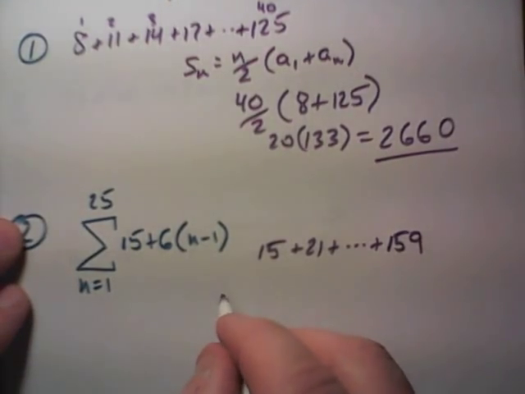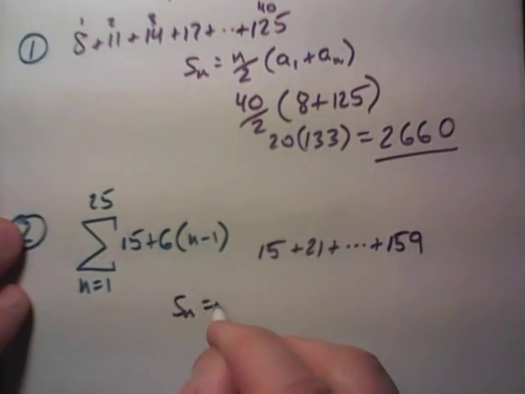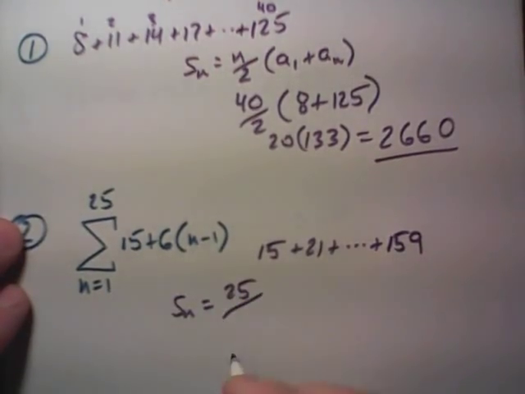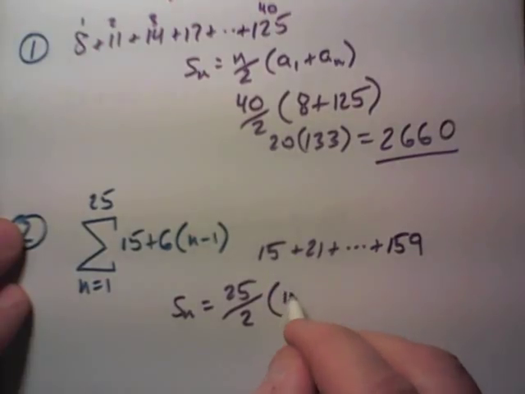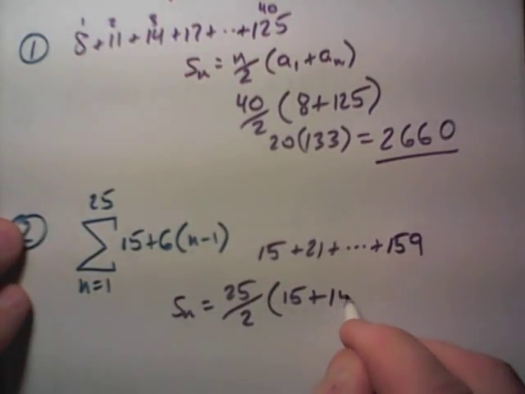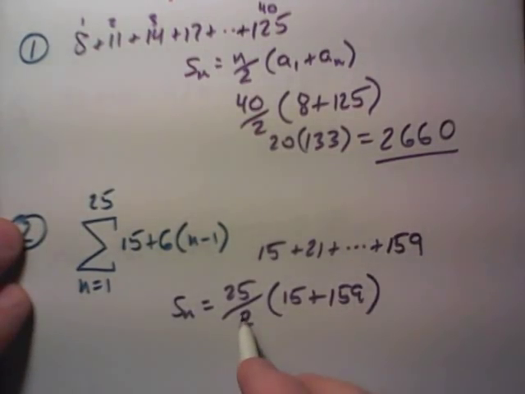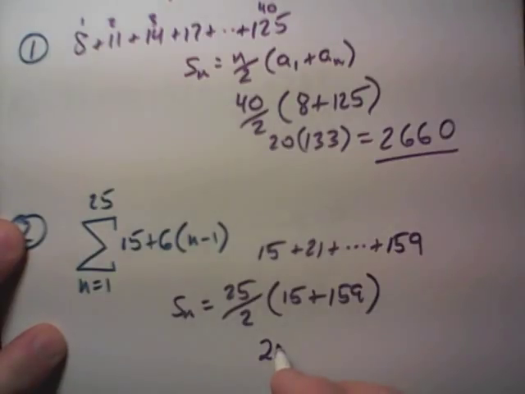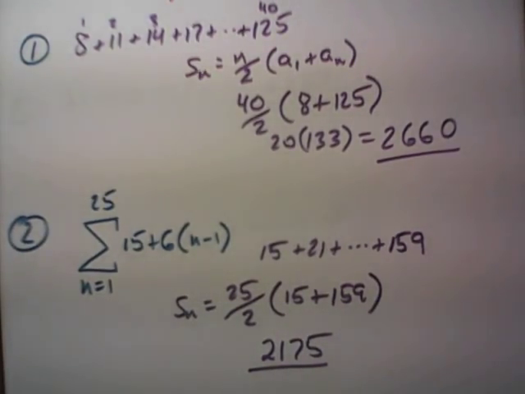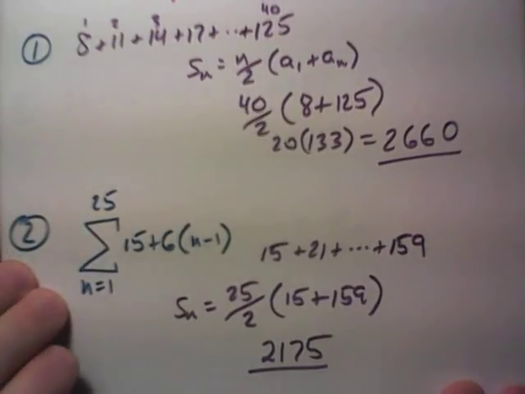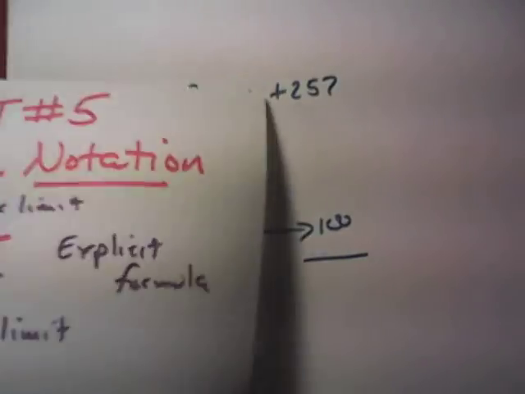And if I want to find the sum, I would take the number of terms, which is 25, divided by 2. And then my first term is 15. My last term is 159. And so I would take 15 plus 159, multiply by 12.5, and I believe that's 2,175. So if you didn't get that, hopefully you were able to figure out what went wrong so that you don't mess up maybe on the next example.